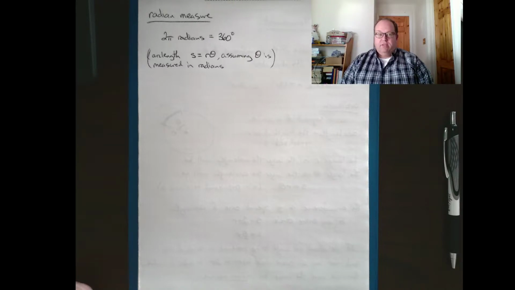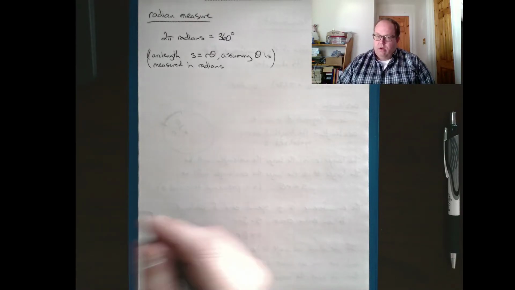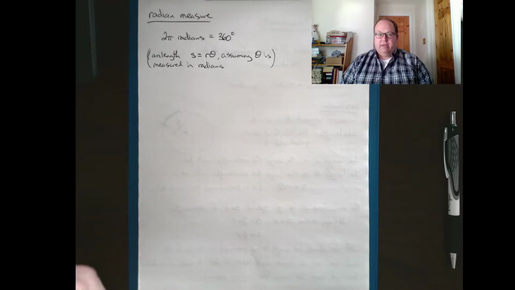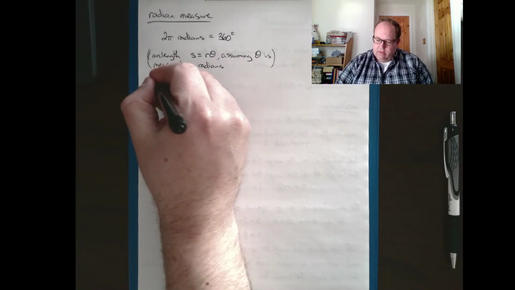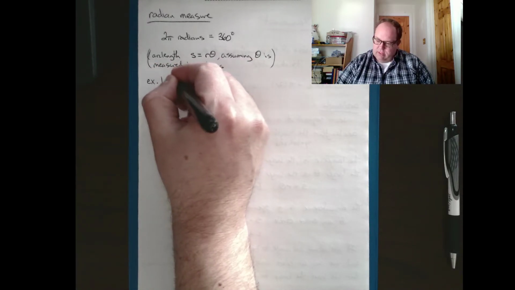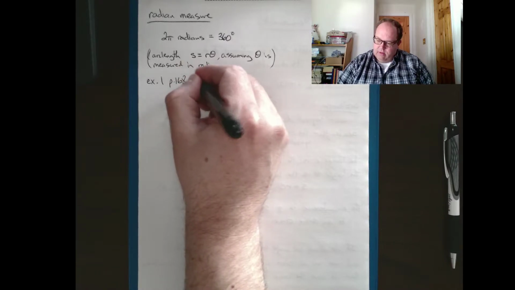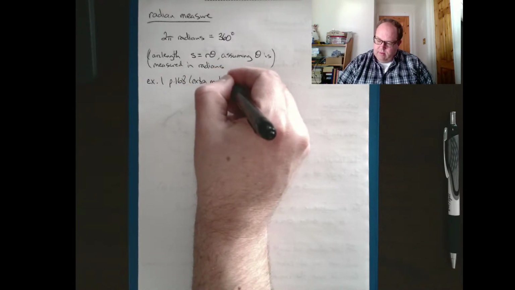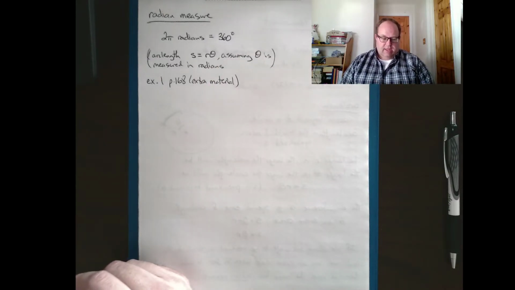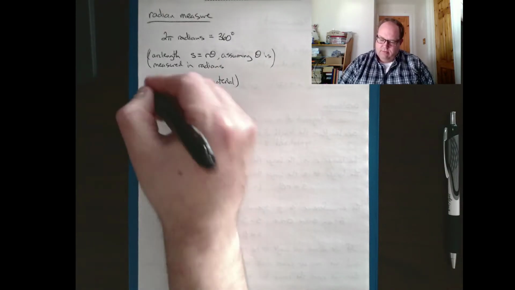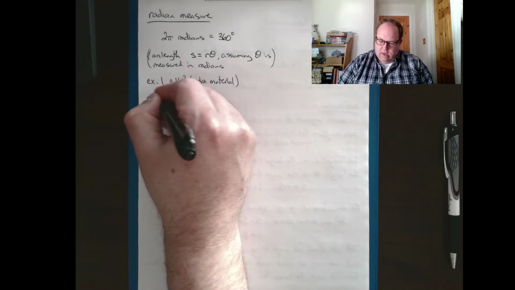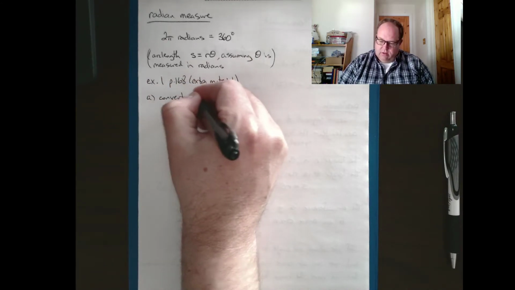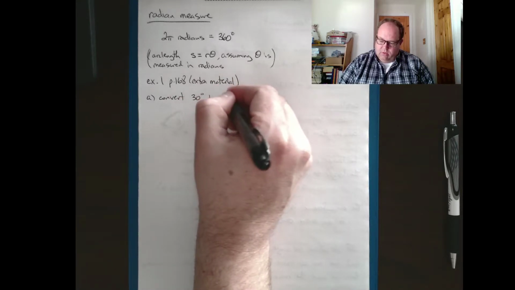Okay, I'm going to go through a few examples of working with this radian measure. Mostly it's just going to be conversion based, going back and forth from degrees to radians and so forth. So from that extra package that is linked to in the Google Classroom, this is example 1 from page 168 of that extra material. And it's just basically asking us to convert things. A is convert 30 degrees to radians.